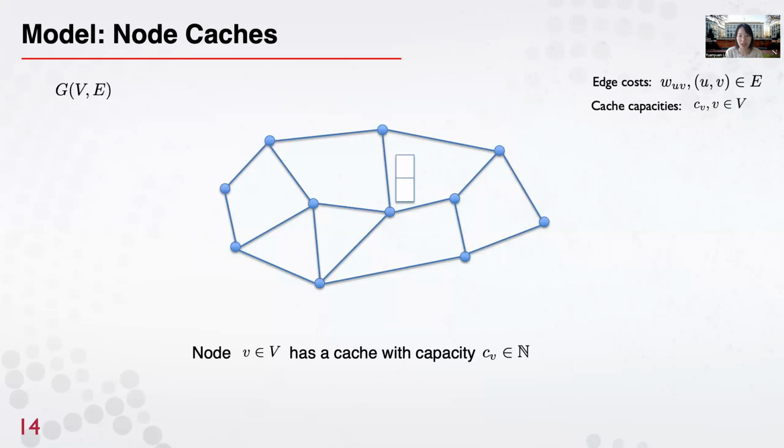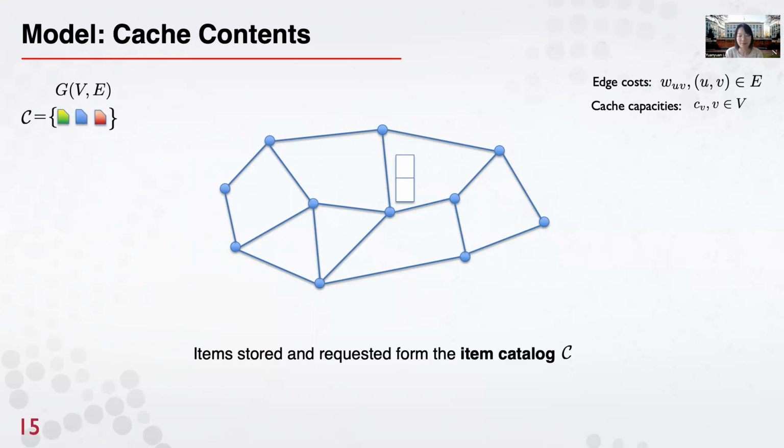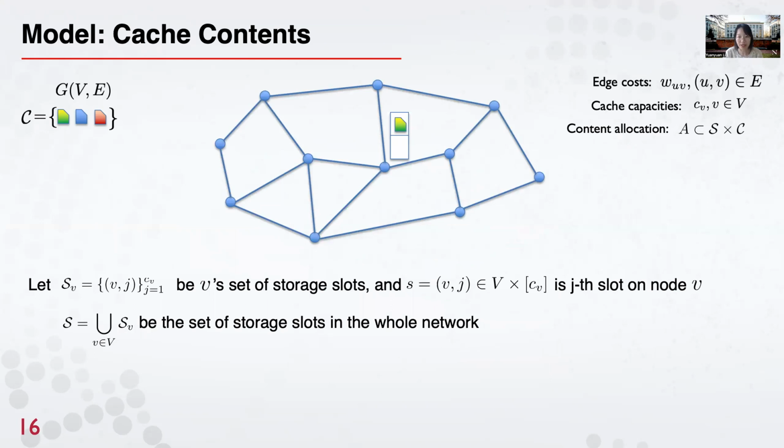As a cache network, each node has a cache with finite capacity C_v. And there is an item catalog C. It is the universe of items which can be stored in the caches or requested by the user. We use storage slot s to represent each storage space in the caches. In this figure, each small square is a storage slot, and it can only store one item. Since each node v has a capacity C_v, each node has in total C_v storage slots.